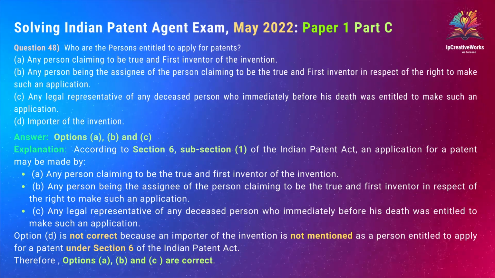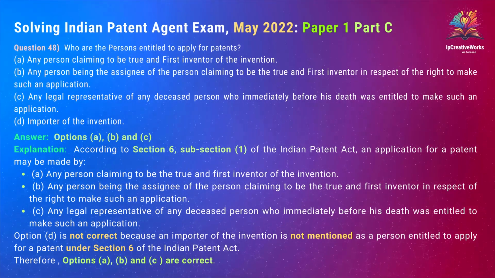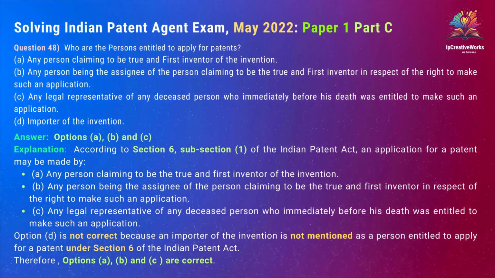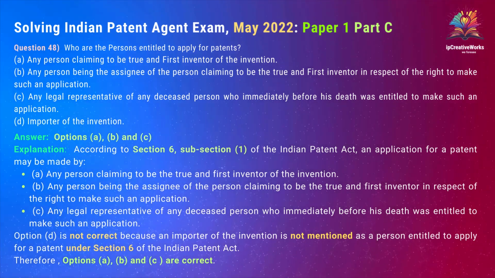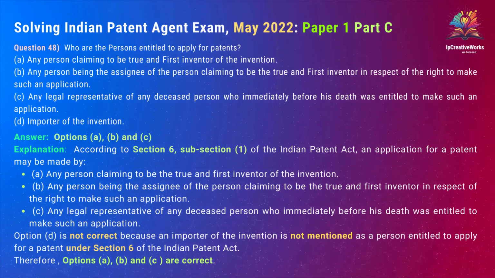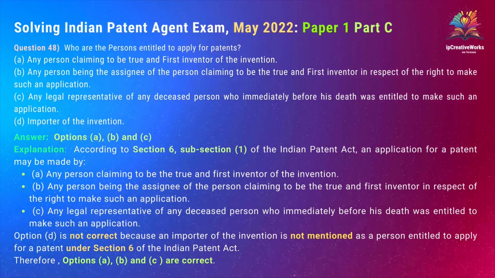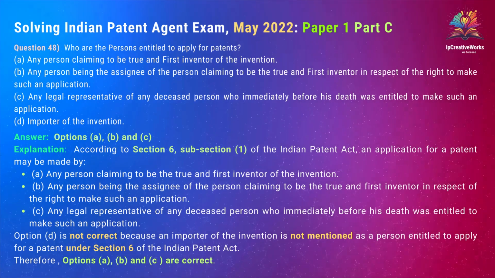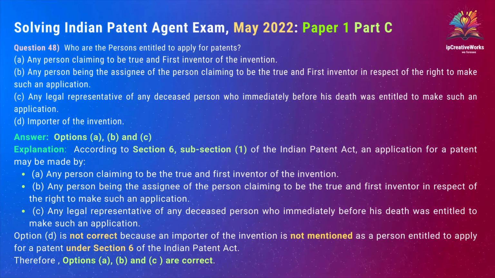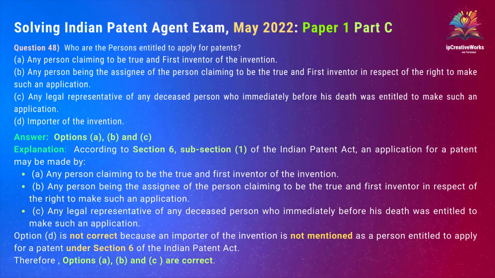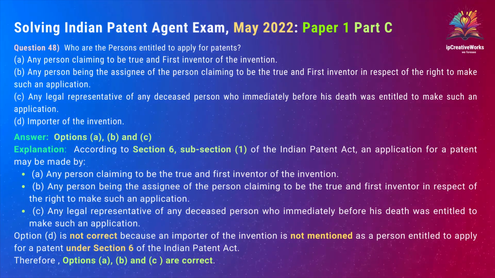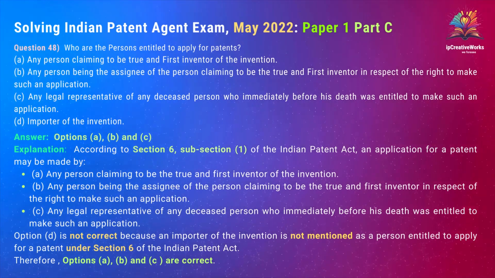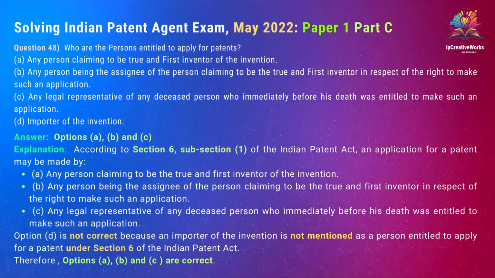The correct options to question 48 are options A, B, and C. Explanation. According to Section 6, Subsection 1 of the Indian Patent Act, an application for a patent may be made by A. Any person claiming to be the true and first inventor of the invention. B. Any person being the assignee of the person claiming to be the true and first inventor in respect of the right to make such an application. C. Any legal representative of any deceased person who immediately before his death was entitled to make such an application.